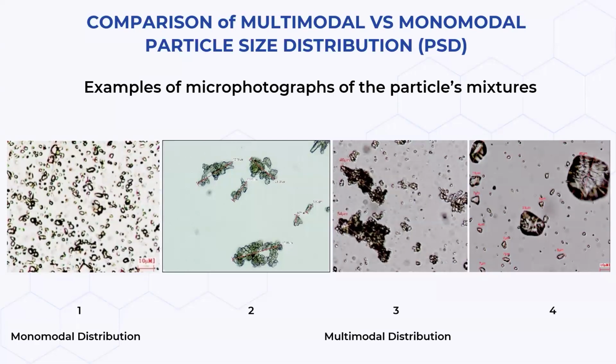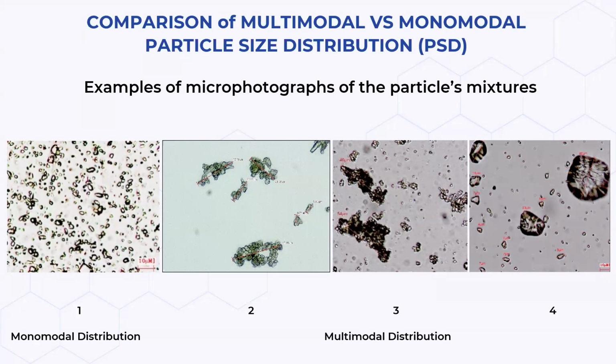On this slide, we see microphotographs of particles from an SC formulation. Photo 1 shows suspension with a narrow monomodal PSD achieved through effective grinding. In contrast, photos 2 and 3 show suspensions with reagglomerated or poorly dispersed particles, resulting in a multimodal PSD. Photo 4 shows how two active ingredients with different hardness and grindability produce different particle sizes during grinding.